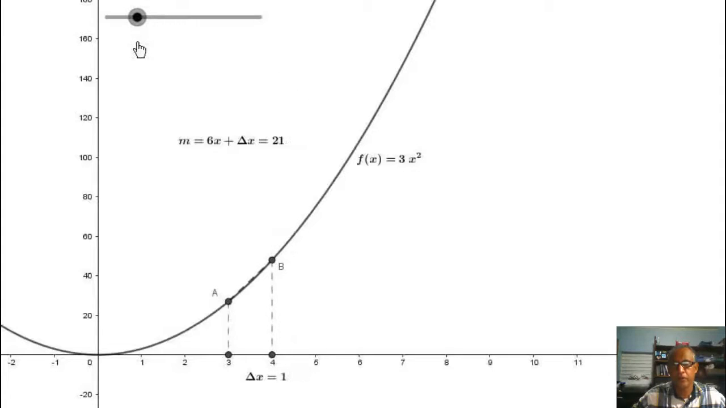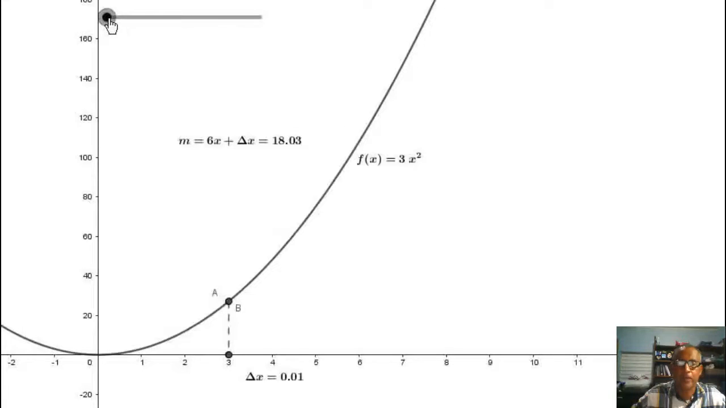And one important question is, well, as delta x gets smaller and smaller and approaches 0, what is the value of this gradient approaching? And so if you notice, I can make this value come all the way down to 0.01, and the gradient is 18.03. So what do you think would be the gradient of a line drawn tangent here? If you said 18, you would be correct.